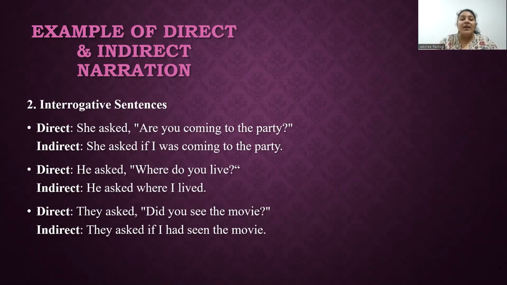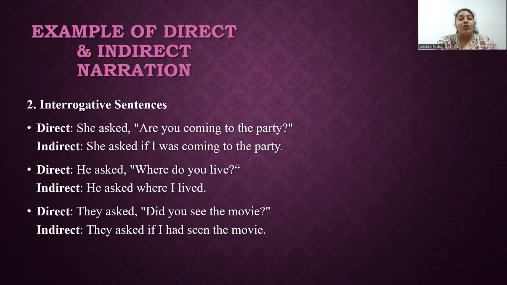Now, third is open-ended questions. What do you think about the new policy? How did you feel about the movie? What are your plans for the weekend? Can you tell me about your childhood? What do you like to do in your free time? So these are the questions which are open-ended and you can ask anyone.